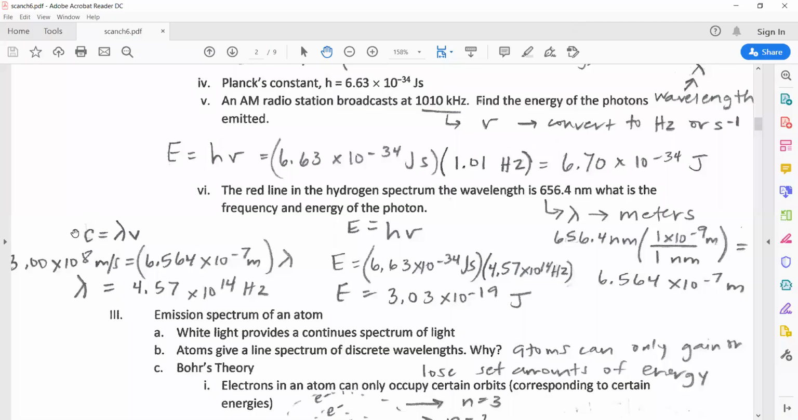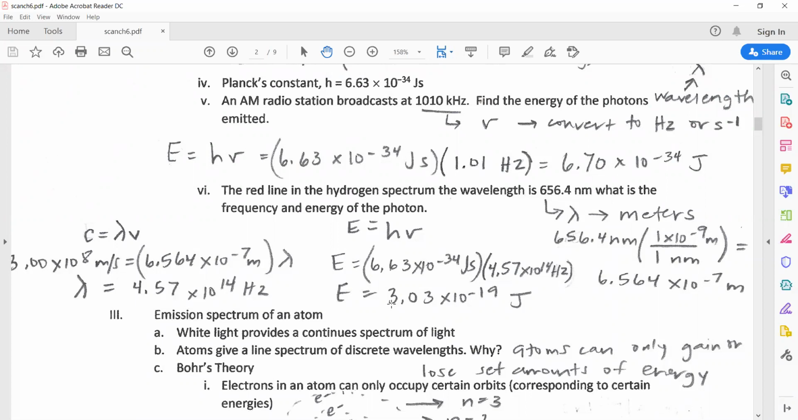Now we can plug that into our equations. Then we can come over here and use the c equals lambda nu. We've got speed of light, and we now know our wavelength in meters, so we put that in. And then we're going to be able to find frequency. And frequency right here should be nu. I used the wrong variable. So our nu here is equal to 4.57 times 10 to the 14th hertz, because of the leftover seconds here. Even though I used the wrong variable here, this should be frequency.